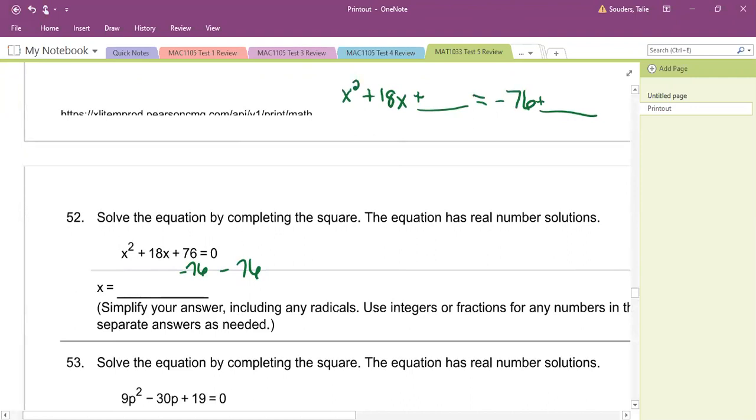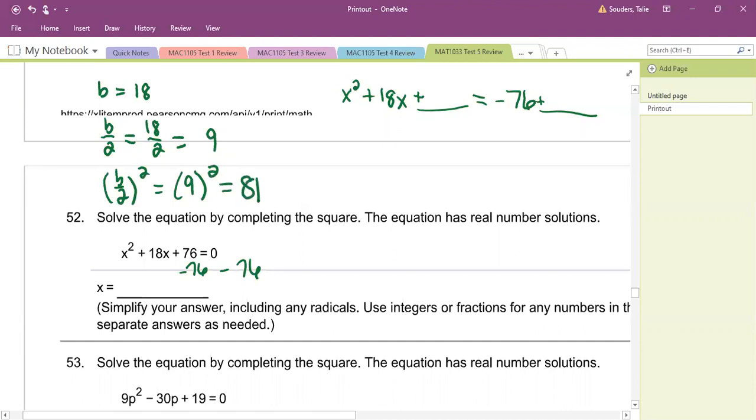So you want to take the b value, right? What is the b value here? Positive 18. Good. Then you want to divide it by 2. So what does that give us? 9. And then you want to square that. 81. So we're going to add 81 to both sides. Okay. Now, what is negative 76 plus 81?